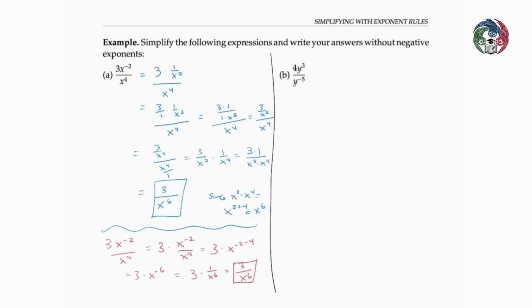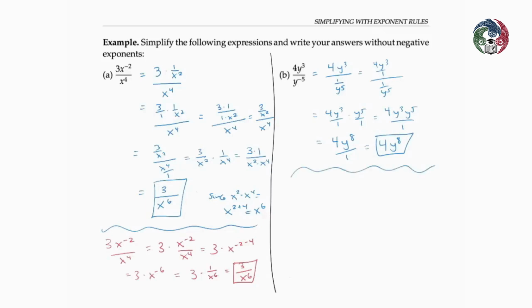Please pause the video and try it before going on. One way to simplify would be to use the negative exponent rule first and rewrite y to the minus 5 as 1 over y to the fifth. Thinking of this as a fraction divided by a fraction, I can multiply by the reciprocal and get 4y cubed times y to the fifth over 1. By the product rule, the numerator here is 4y to the eighth, and so my final answer is just 4y to the eighth.